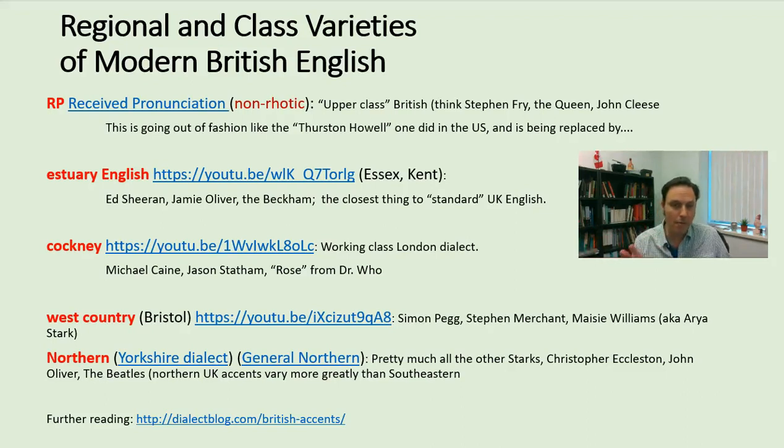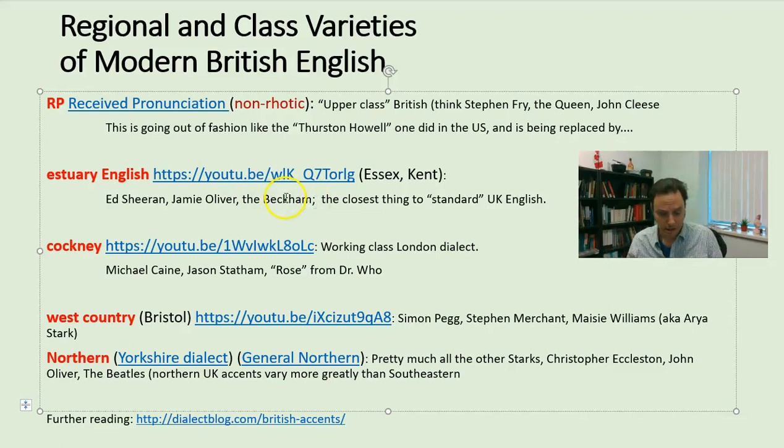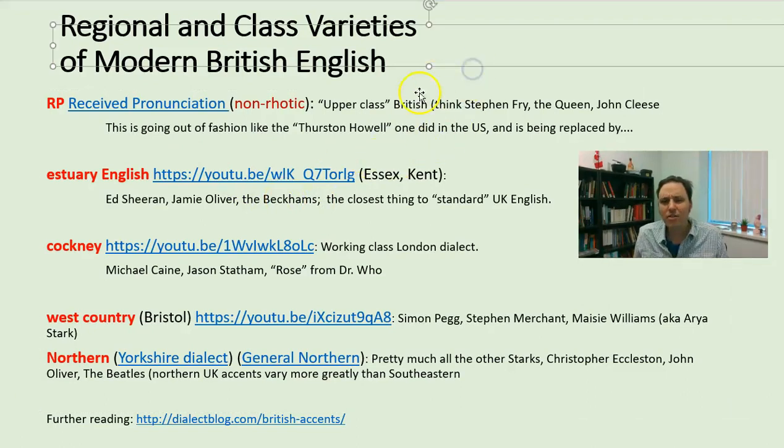But RP is being replaced as the sort of standard educated accent by what's sometimes called estuary English. If you've ever heard Ed Sheeran, Jamie Oliver, or the Beckhams talk, this is spoken in Essex and Kent, the intensely populated areas east of London. This is the closest thing to a standard UK English.